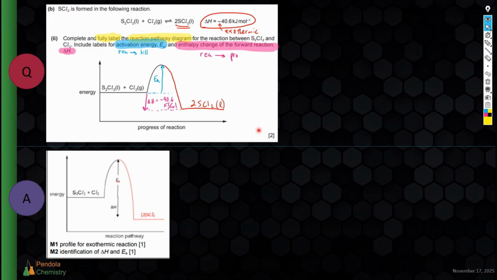And so what are the 2 points for? Because this is a 2-mark question here. The first is for the profile for the exothermic reaction, meaning that I completed this shape and that the products are lower in energy than the reactants. And then the other point is for identifying the delta H and the EA with these 2 arrows and labels. All right. And that's going to give us the correct answer, which is the shape and then the correct labeling, which is usually what it boils down to with sketches. Sketches are all about the shape and the labels.